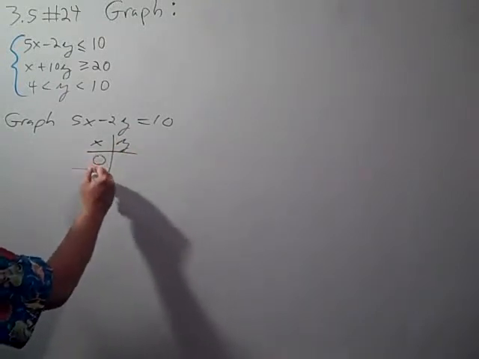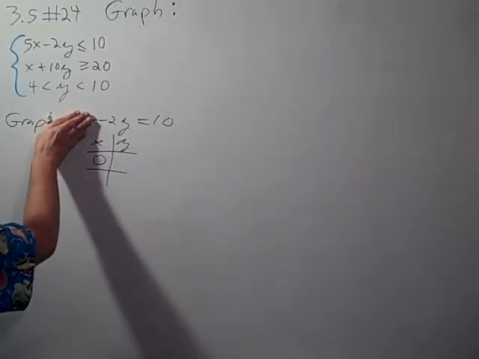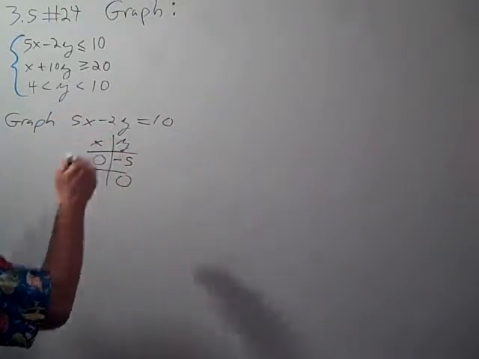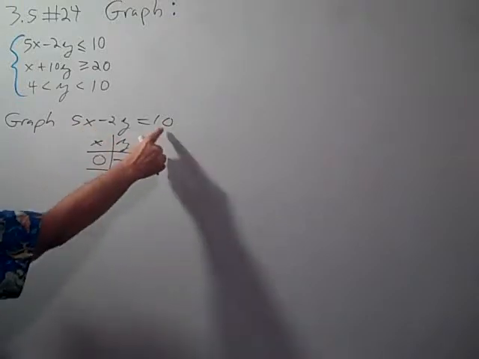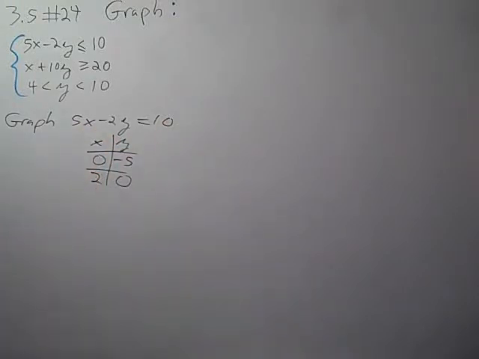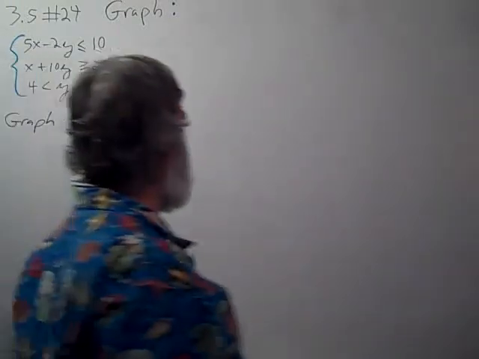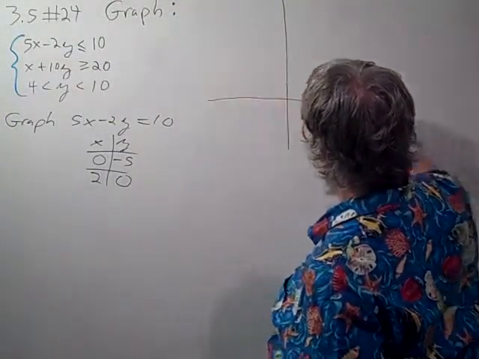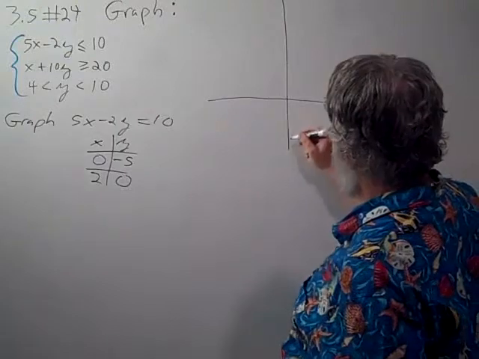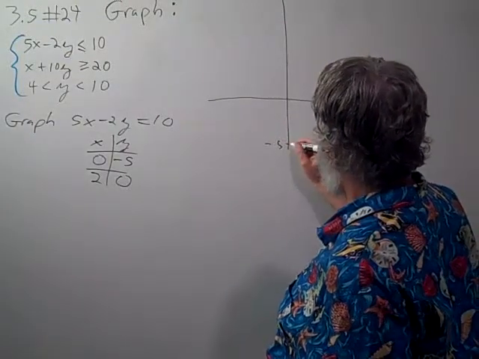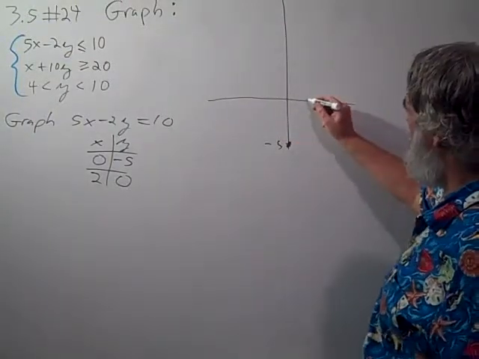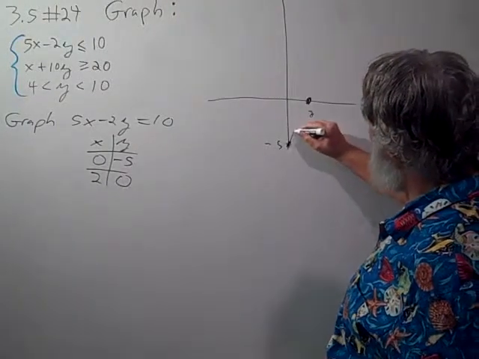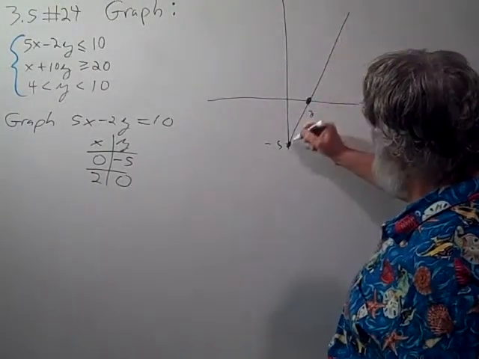If x is 0, then negative 2 times negative 5 is positive 10. And if y is 0, then 5 times 2 is 10. So those are 2 points on the graph that will allow us to graph this line. So 0, negative 5, let's say this is negative 5, that's the y-intercept. Let's say 2 is the x-intercept, so this line goes through these 2 points.